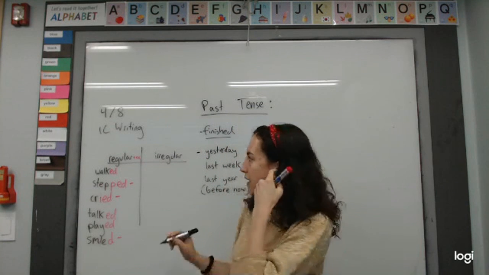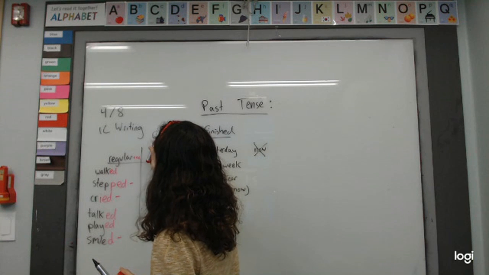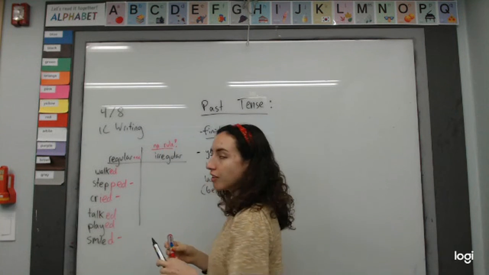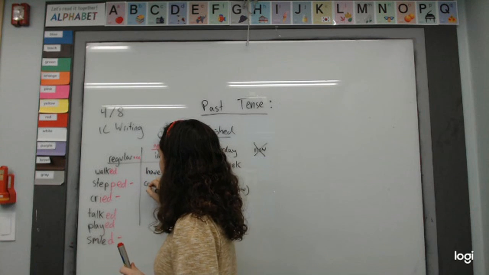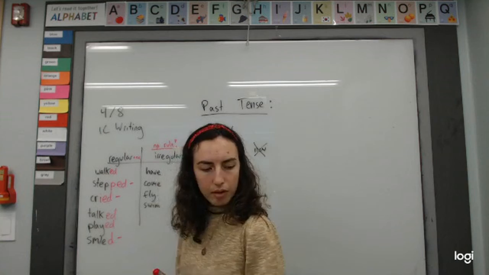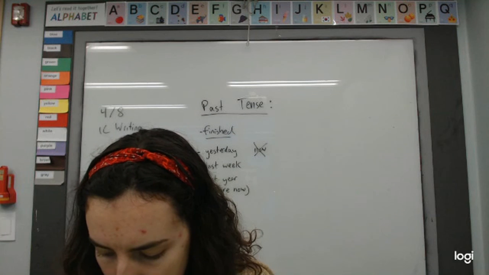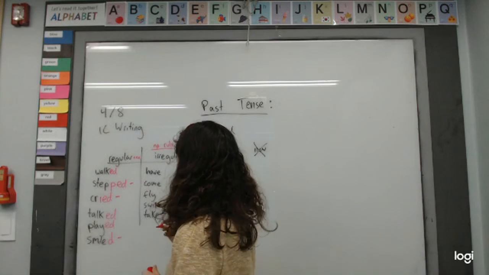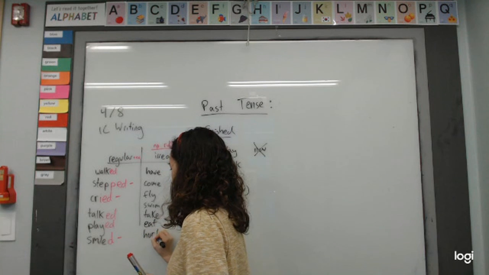Irregular past tense, on the other hand, is special. You need to remember. This one, there is no rule. Because there is no rule, you just need to remember what the past tense is. So we have come, fly, swim, take. What other words will we talk about today? Eat and hurt. Okay.